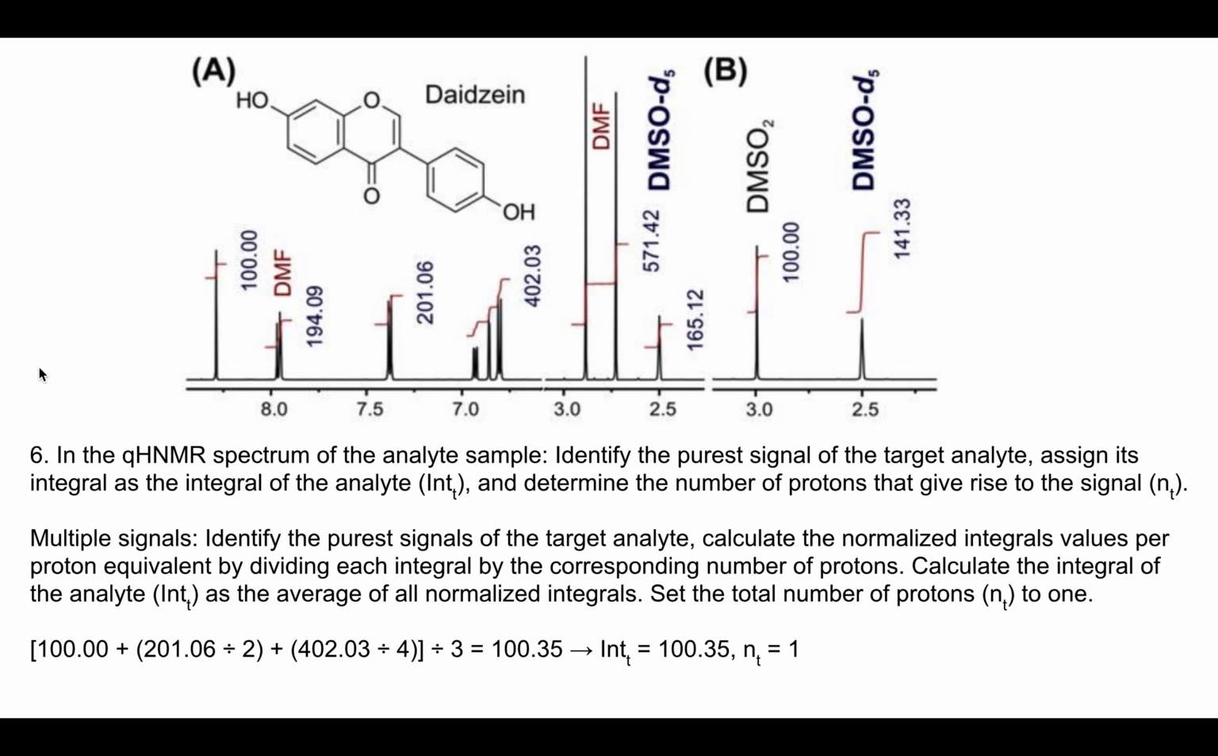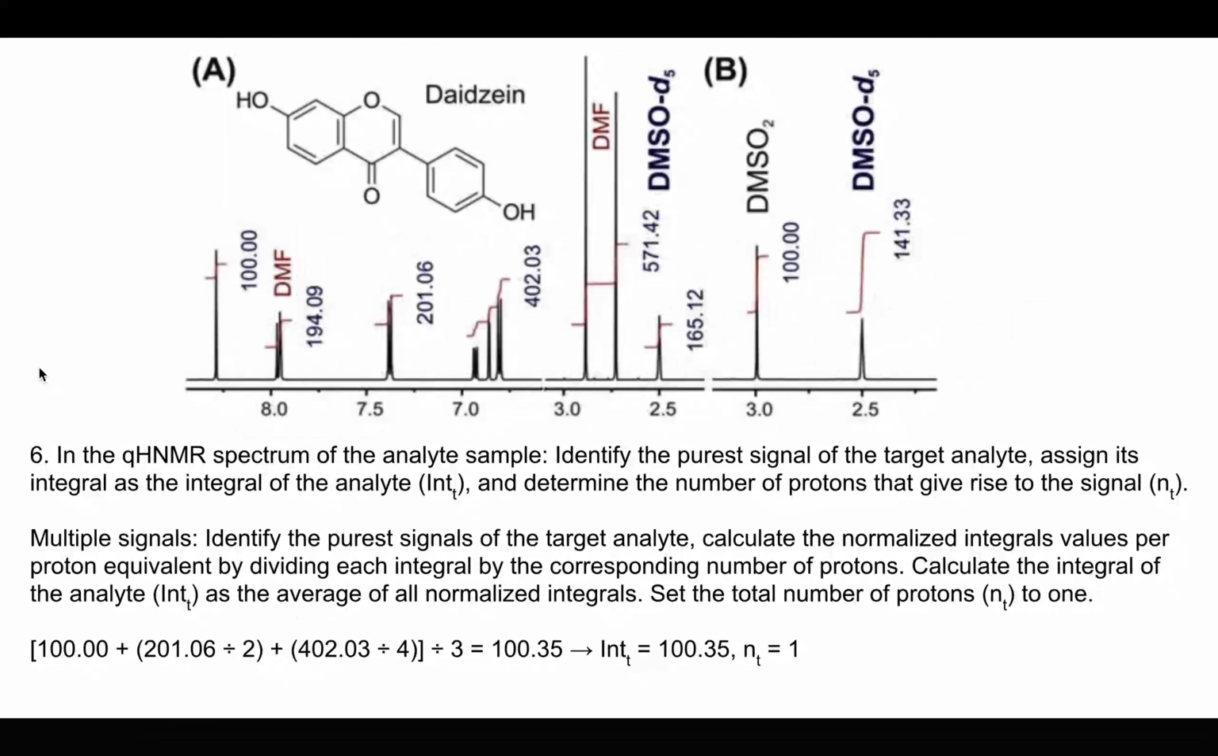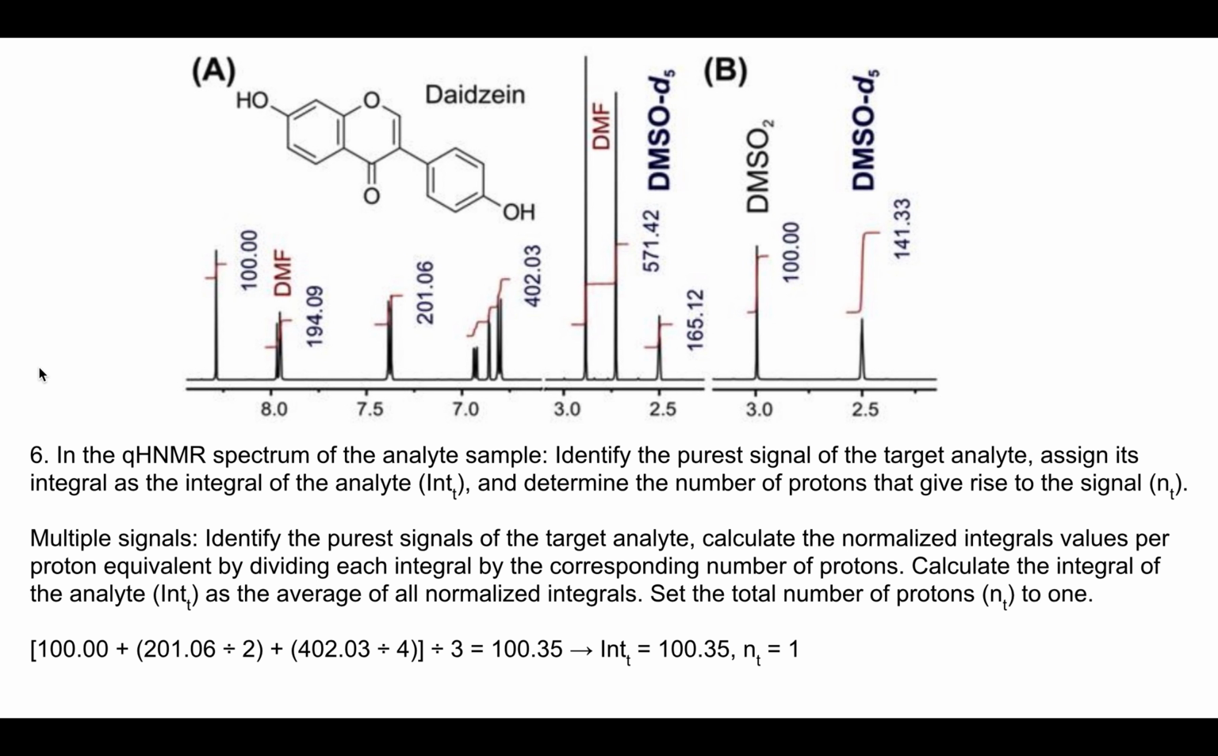Step number 6 says, in the quantitative proton NMR spectrum of the analyte sample, identify the purest signal of the target analyte, assign its integral as the integral of the analyte, and determine the number of protons that give rise to the signal. If there are multiple signals, you need to identify the purest signals of the target analyte. Then you need to calculate the normalized integrals per proton equivalent by dividing each integral by the corresponding number of protons. Then you want to calculate the integral of the analyte as the average of all normalized integrals. Then you set the total number of protons equal to 1.